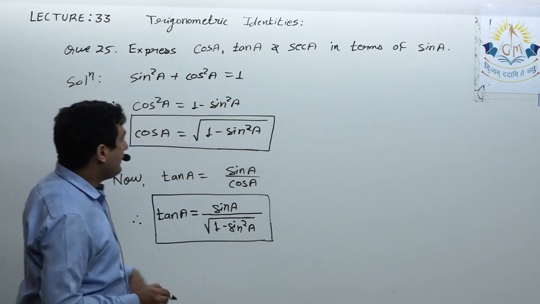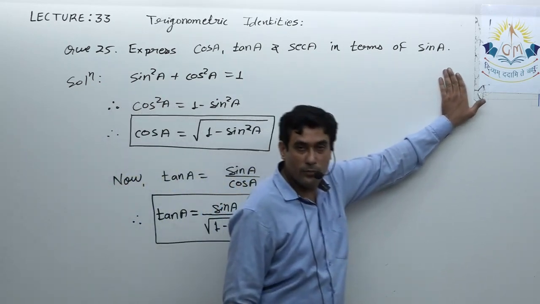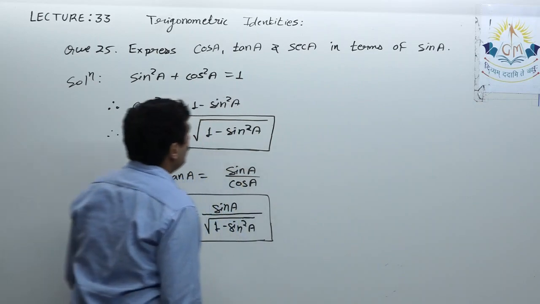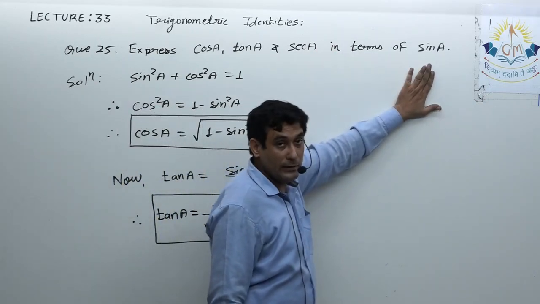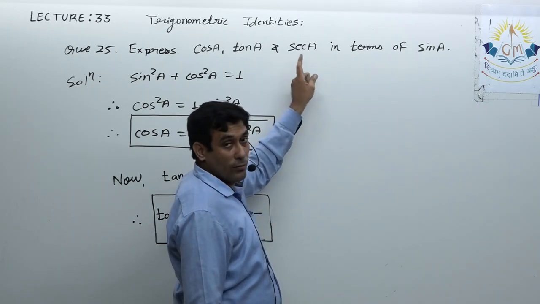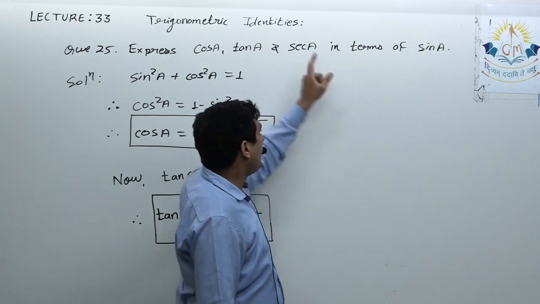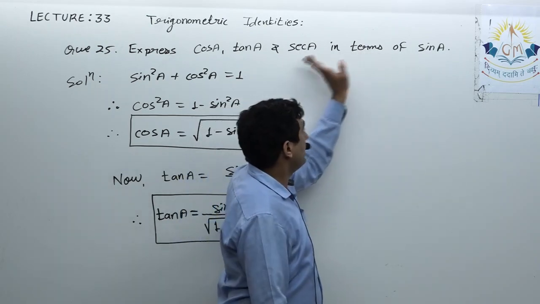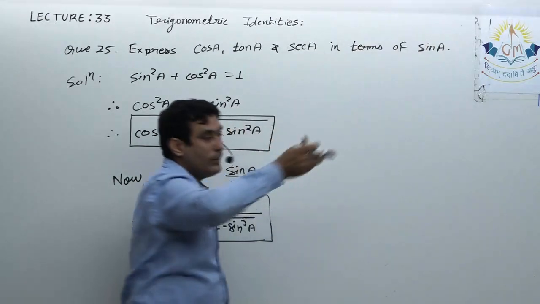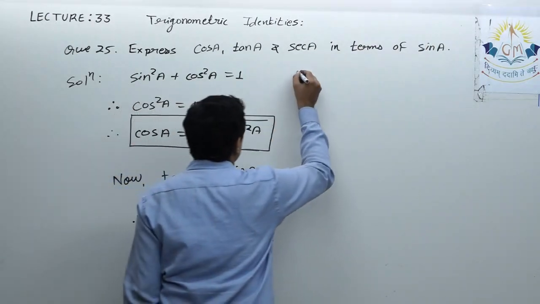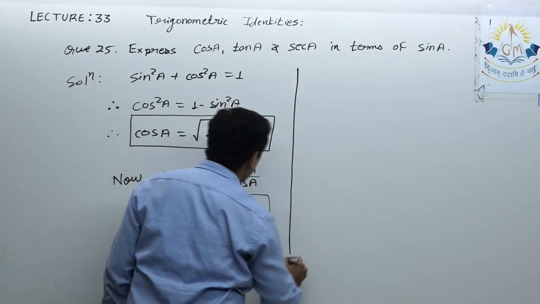Okay, next is sec a. Now I have to convert sec a in terms of sine a. So again I need to find a relation either between sec and sine, or the converse of this, cos and sine, or I can say sec and cosec. Either a direct relation or the relation between their converse. So there are two ways to get this value. Definitely the value will remain the same.